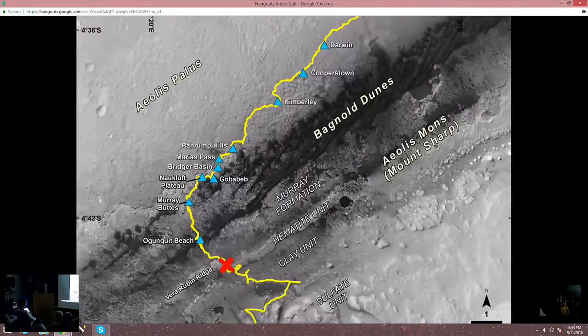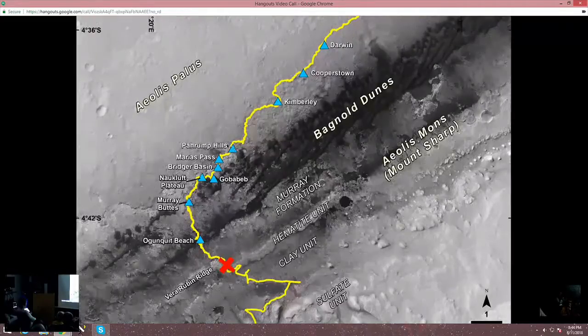The second year of the mission, we did a lot of driving. We went all the way from Yellowknife Bay, across these plains here, down to Pahrump Hills. Pahrump Hills is really the base of Mount Sharp, the foothills, so to speak, where we really started climbing the mountain. Once we got here, we started sampling a lot more regularly to try and understand each of those layers. And this is when I joined the mission.